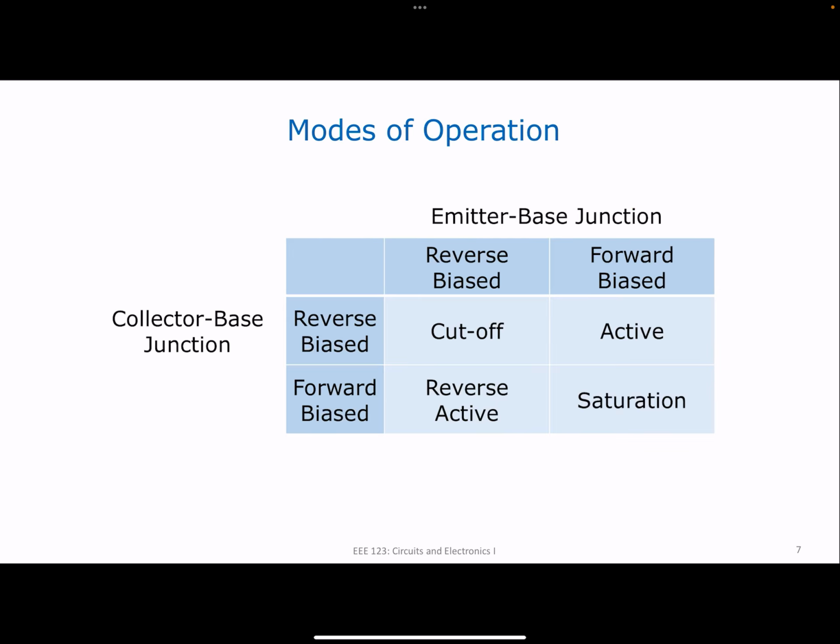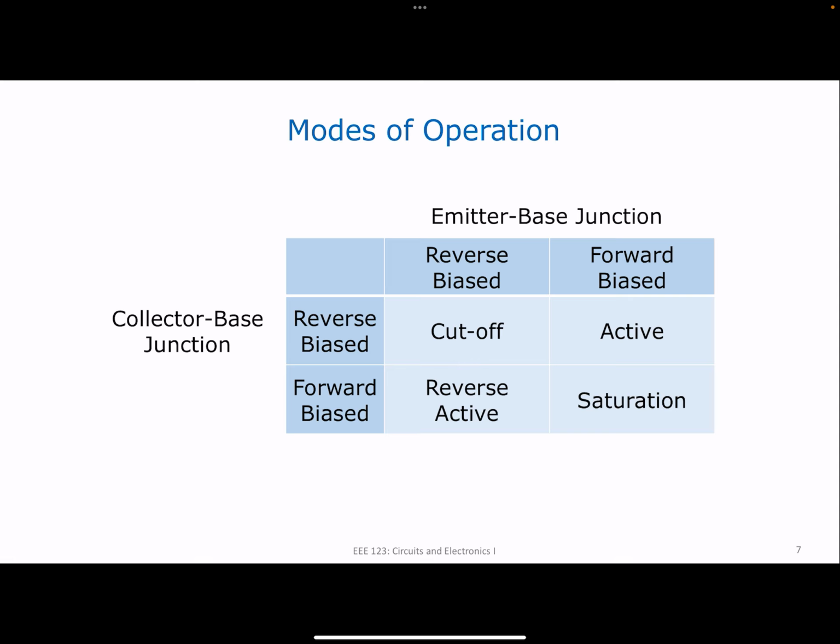Now, what are the different modes of operation of your transistor? That will depend on whether your emitter base junction is forward biased or reverse biased, and whether the collector base junction is forward biased or reverse biased. So you have four possible combinations. When both your emitter base and your collector base are reverse biased, we say that your transistor is cut off. When your emitter base is forward biased and your collector base is reverse biased, we say your transistor is in active operating mode. When it is the opposite, your emitter base is reverse biased and your collector base is forward biased, we say you are in reverse active mode.